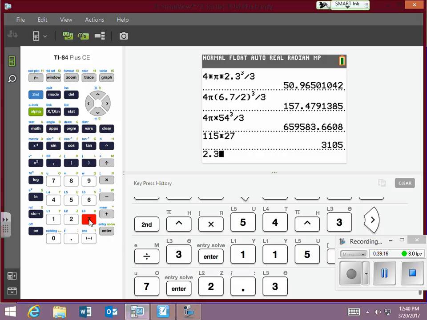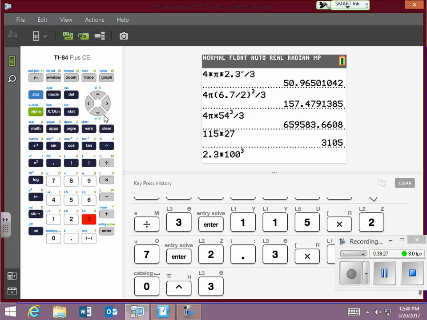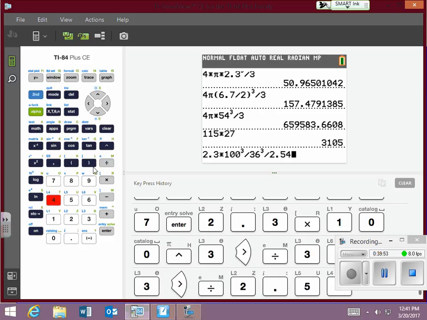It's the only thing that isn't cubed. Times 100, right? Cubed. We don't have to worry about dividing. We can just divide this thing item by item. Well, one of them was 36 cubed. Remember that. Cube, get out. And I got to divide again. What was the other? 2.54, wasn't it? Mm-hmm. And then we have to cube it.